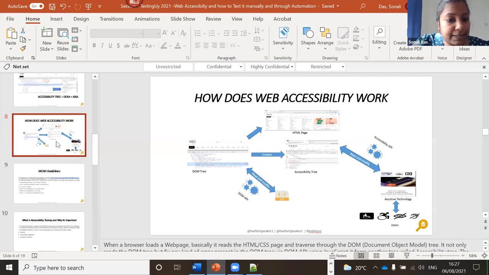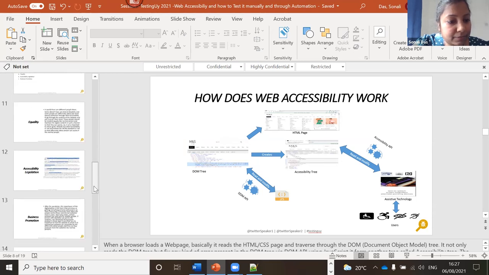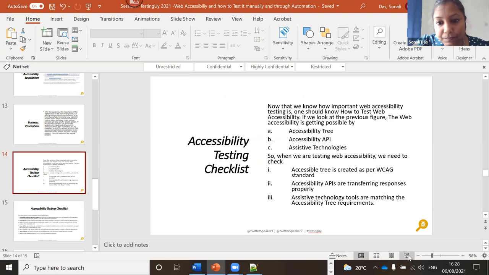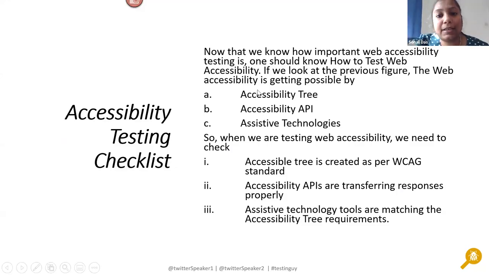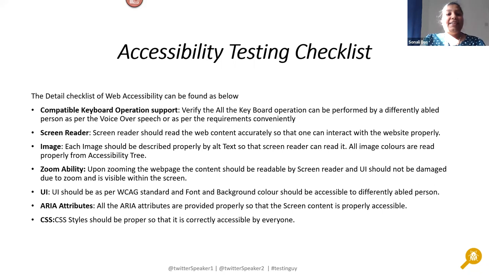Now let's go back to the checklist. Like I said, these are the three things you need to test properly. When testing web accessibility, you need to check that the accessibility tree is created as per the WCAG standard, accessibility APIs are transferring responses properly, and assistive technology tools are matching the accessibility tree requirement. Then there are some more, like compatible keyboard operation support, screen reader reading properly, and every image should have an alt text.